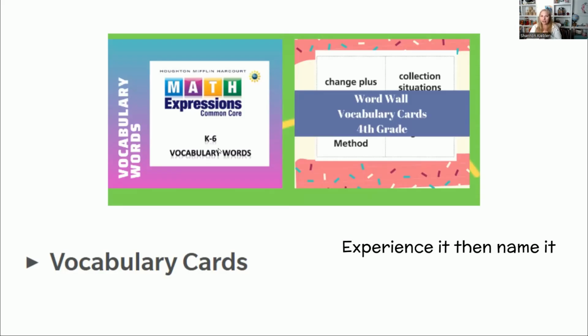Models, if we're using a comparison bar, a break apart stick, a math mountain, all of those types of things are very specific. And once they're introduced in Expressions, they don't go away. Okay, so when we talk about the methods, the models, and then the next thing I say is the language, and that's where vocabulary comes in. What we call it and how we call it that is important.